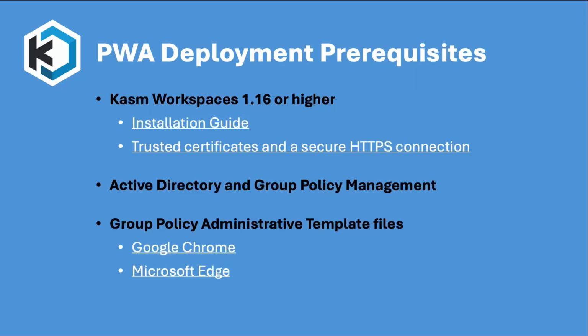Before we get into the step-by-step process, let's go over a few prerequisites. You'll need Kasm Workspaces 1.16 or higher installed and configured using trusted certificates and a secure HTTPS connection. You can use the guided steps in the video notes below to help set this up: Active Directory and Group Policy Management, Chrome or Edge Group Policy Administrative Template files. Alright, with everything set, let's get into the deployment process.